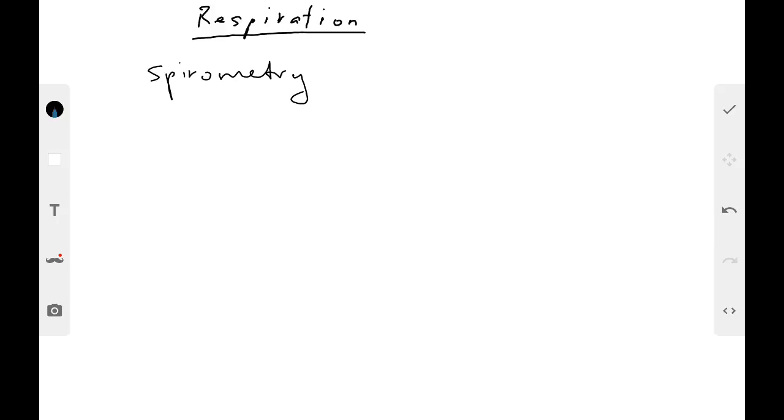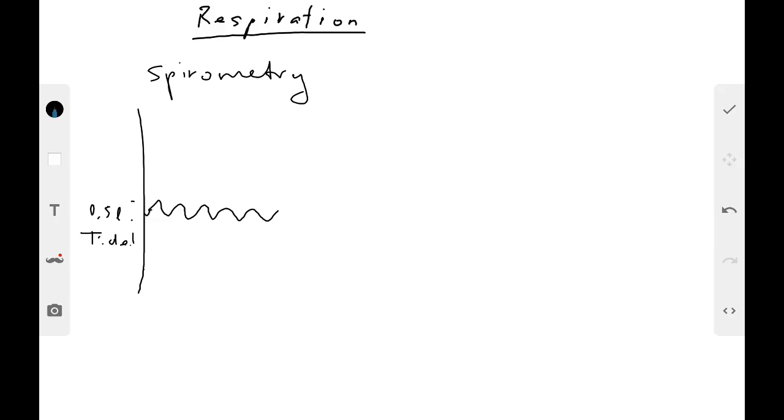So the volumes, lung volumes. Let's draw the spirogram. When a person is sitting or standing and in the quiet state, during each inspiration, about 0.5 liter of air goes inside the lungs. This lung volume is called tidal volume, like tide in the ocean.